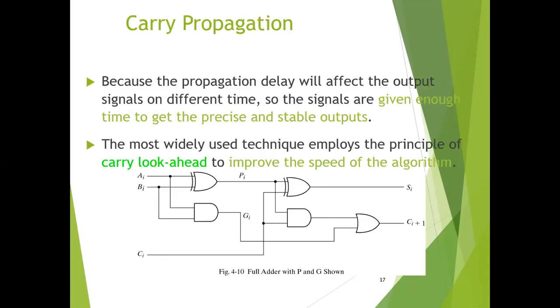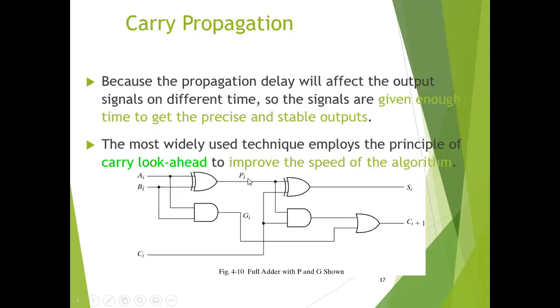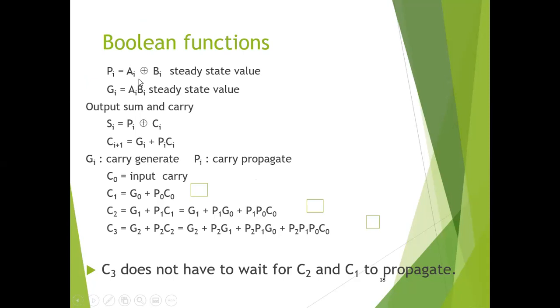Carry look ahead logic, which we have used in this circuit when we use half adders to construct a full adder circuit. And by using these techniques, we know the steady state value of any output state of the adder circuit. If we consider the full adder circuit previously, in this circuit Pi will be equal to Ai exclusive-OR Bi, and Gi will be equal to Ai into Bi.